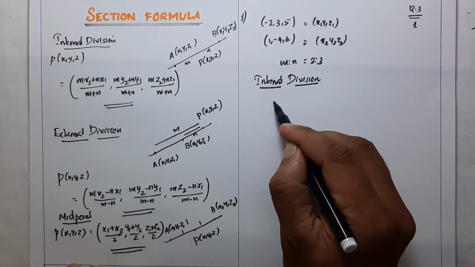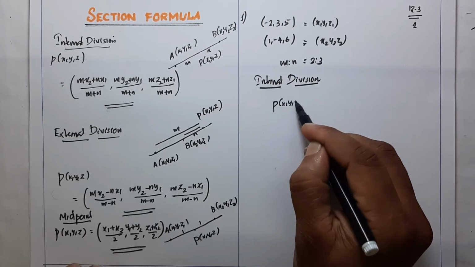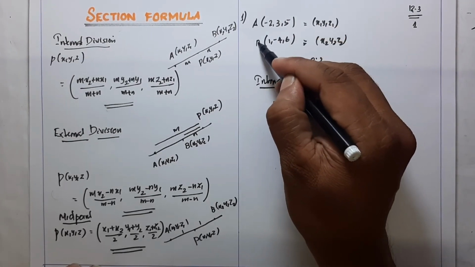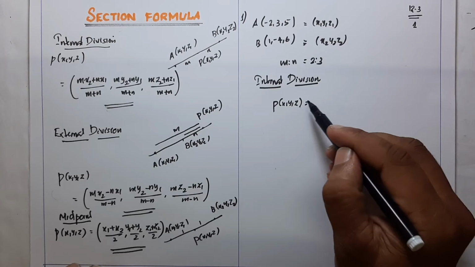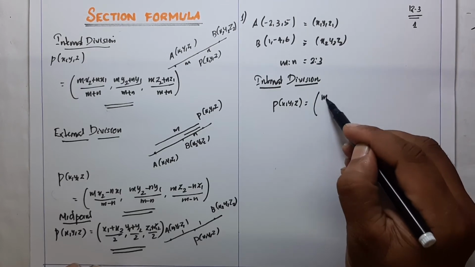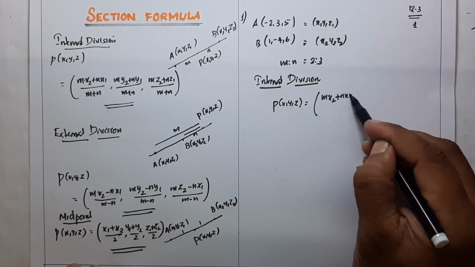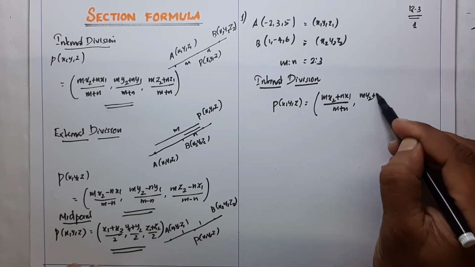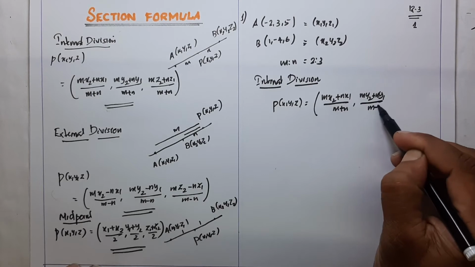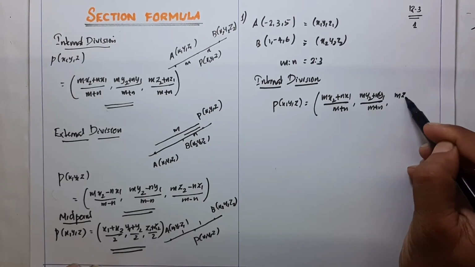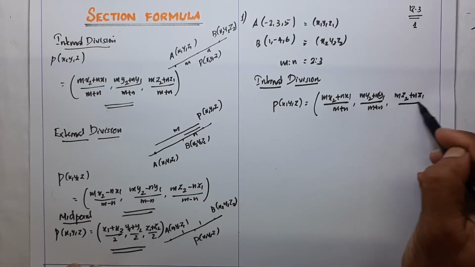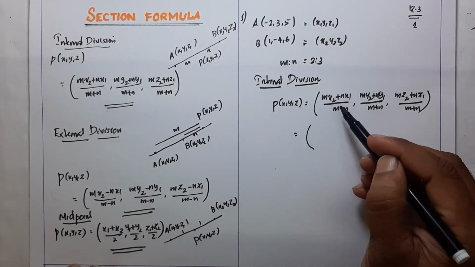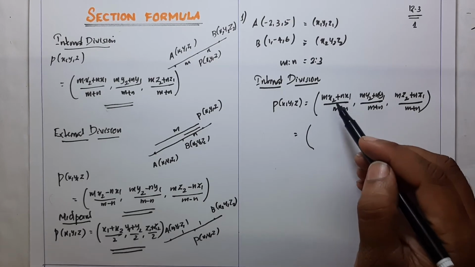Internal division. P(x, y, z) is the required point, which divides A and B in the ratio 2:3. Therefore P(x, y, z) is equal to, using the formula, (m x2 plus n x1) divided by (m plus n), (m y2 plus n y1) by (m plus n), and (m z2 plus n z1) divided by (m plus n). Now we substitute the values of m, n and x1, y1, z1 and x2, y2, z2.